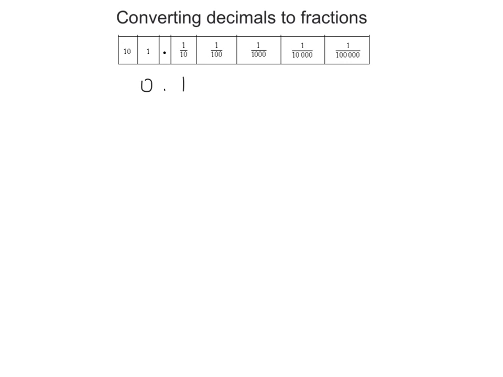So basically, if you see a decimal that says 0.1, to change that to a fraction is very easy. It's basically 1 over 10. And the reason why it's 1 over 10 is because this decimal here, the number 1, is in the tenths place value. Because it's in the tenths place value, it's going to be over 10, right?